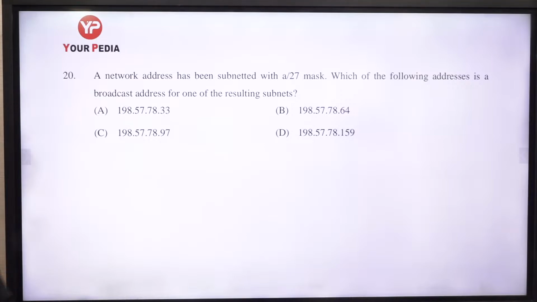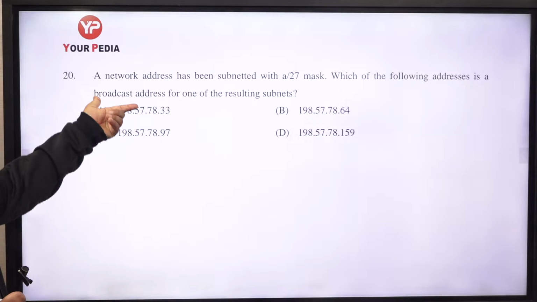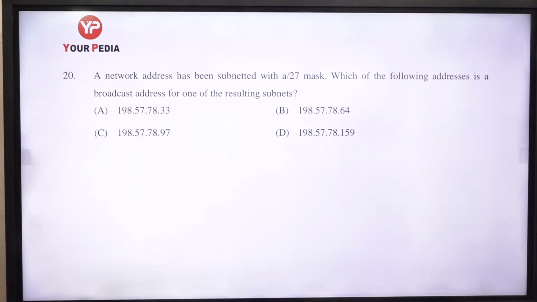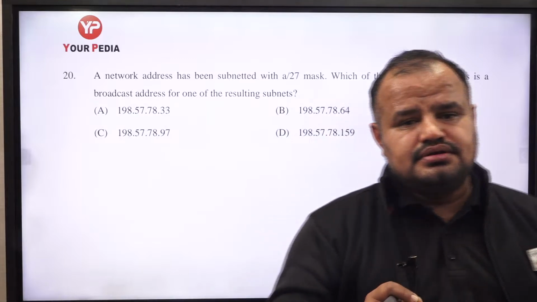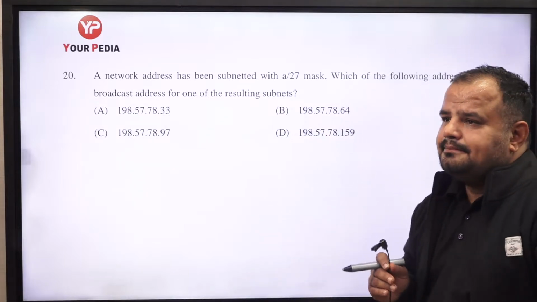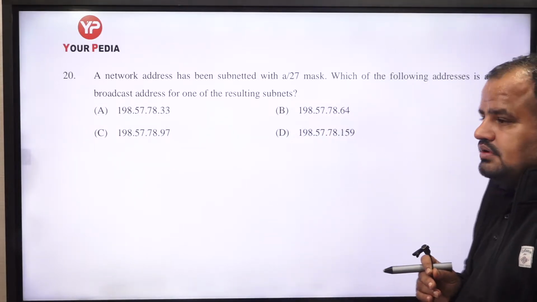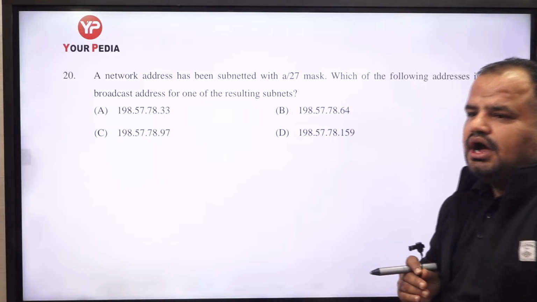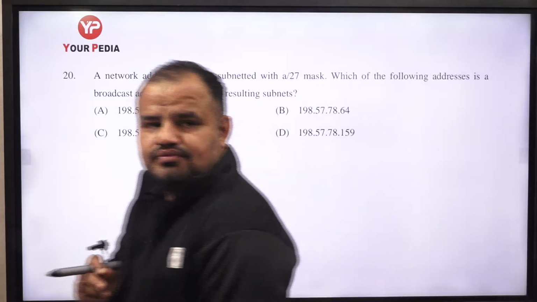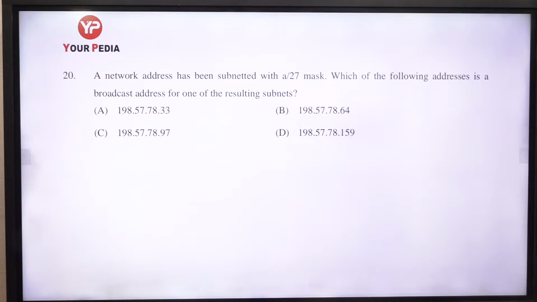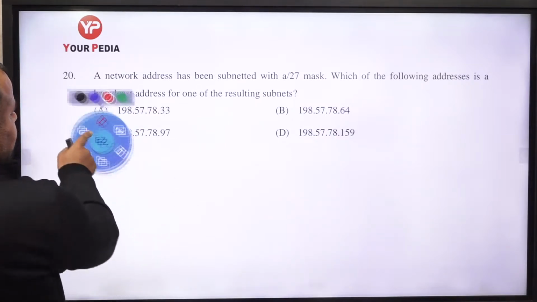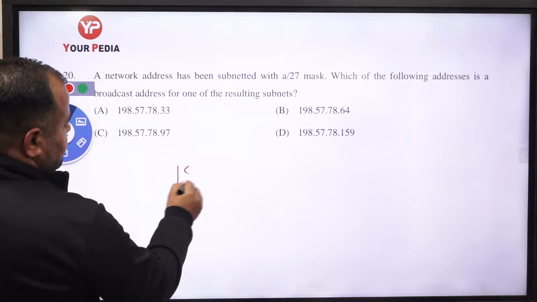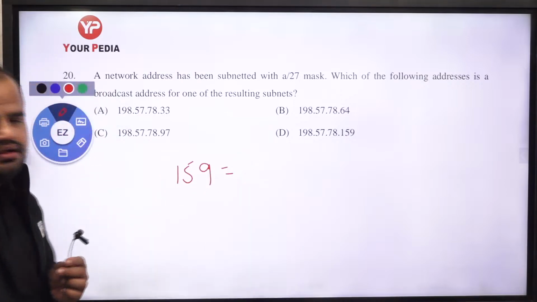B is wrong. You have to find out, my dear students, the broadcast address for that particular subnet. And we know that in the broadcast address, host bits are 1. How can you write 159? B is the wrong answer, my dear. How can you write 159? Tell me in binary.